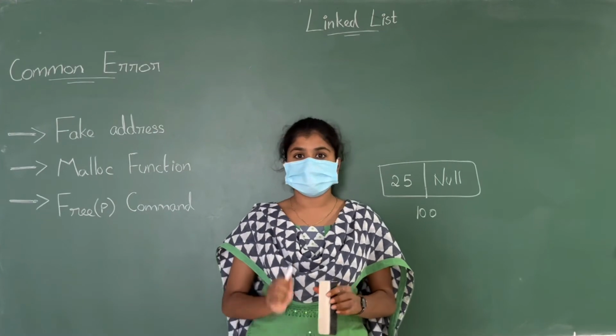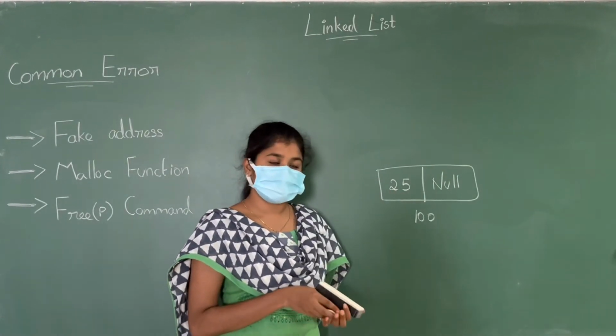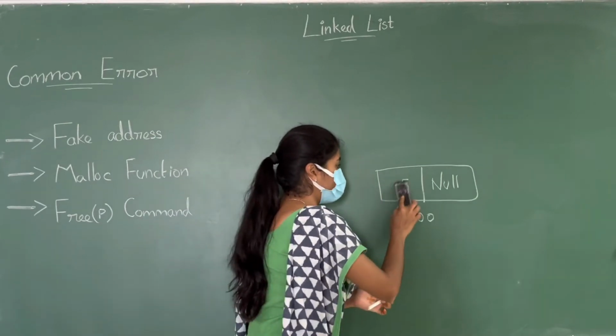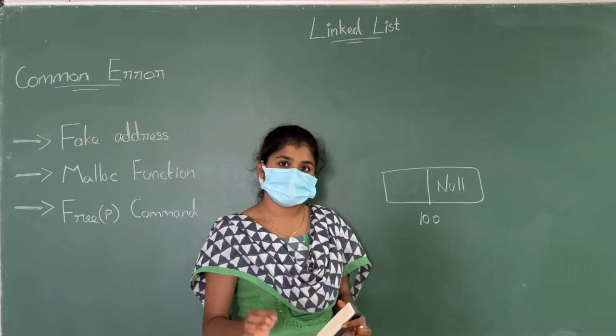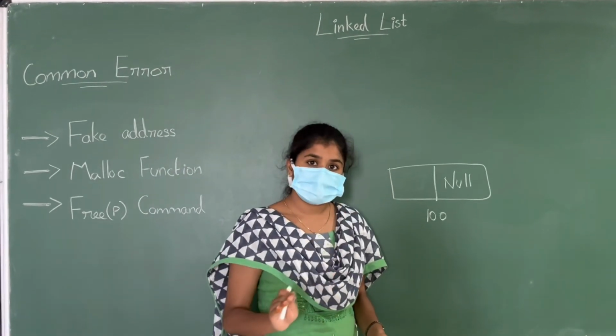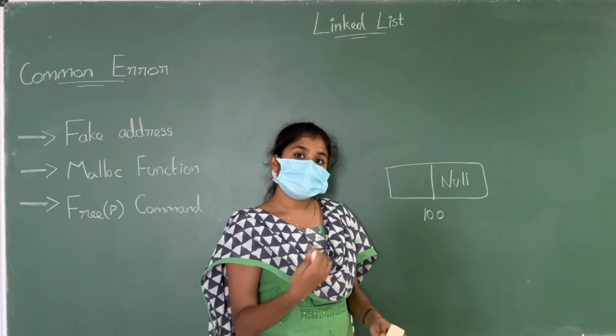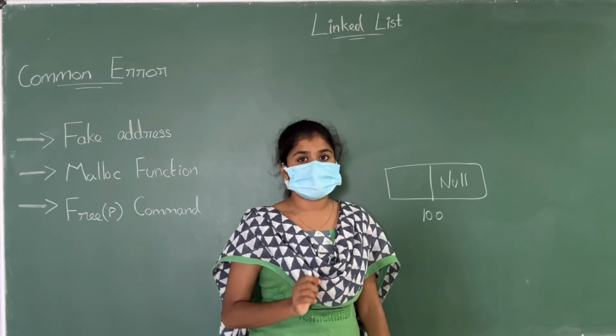Let us consider a situation in which we are going to use this free command in order to remove the element 25. The element 25 will be removed, but the address 100 will remain unchanged. Now, what will happen to this address? It will remain idle. We cannot store any other element in this address. This will result in wastage of the memory.